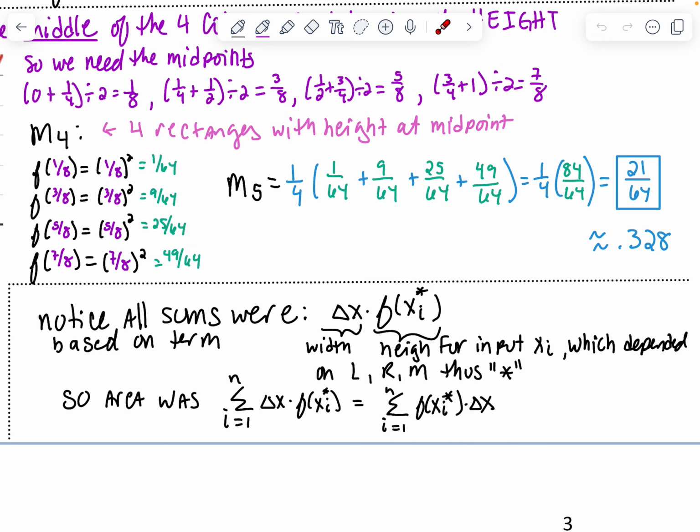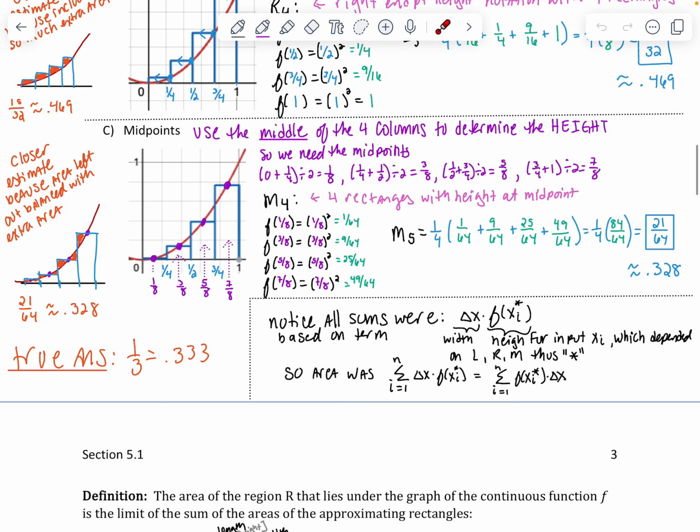So that's why we put this little star up here. It's the function based on whichever x sub i's we're using. And so when we talk about the area, which instead of, again, saying the sum of each width times each height, we can really think of it as the sum of the heights times the width. Seems a little overwhelming.